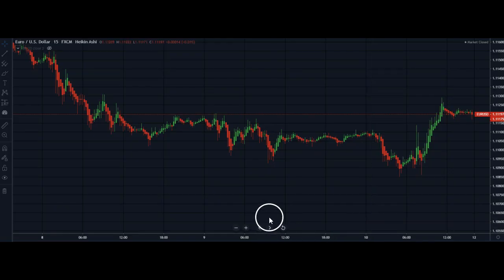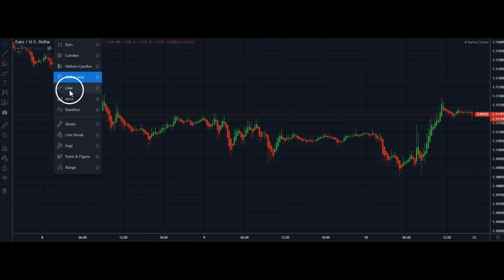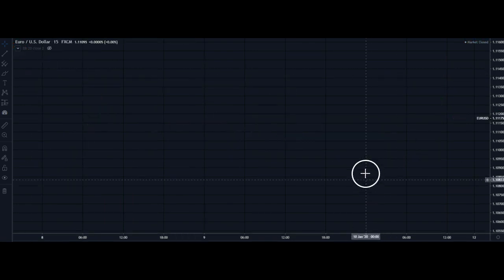Okay, traders. So now we're back at our chart with the Heiken Ashi candles set up. We're on a 15-minute chart here. It doesn't really matter as far as the time frame in reference to what we're trying to show you. So now we're going to get rid of these Heiken Ashi candles. I'm just going to change that to a line. Okay, and they're gone.